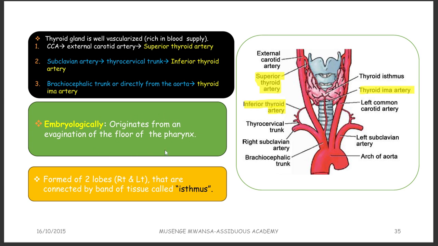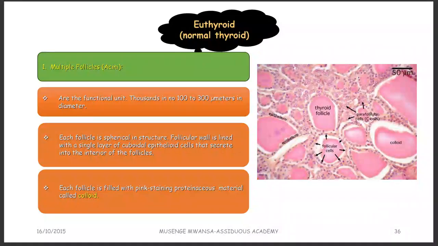When it comes to embryology, the thyroid gland comes from an invagination of the floor of the pharynx when development is happening, the floor of the pharynx. And the thyroid gland has got two lobes, the right and left. They are connected in the middle, which is known as the isthmus, in the middle there. So the normal thyroid is known as the euthyroid.